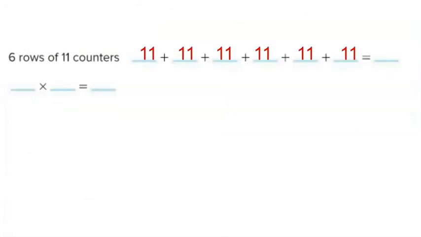Or you can think of it as adding together 11 6 times. Sorry, now we're going to do 6 times 11. Excuse me, I'm sorry about that. So 6 times 11 then would be 66.